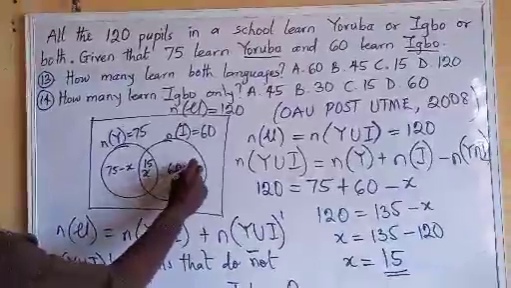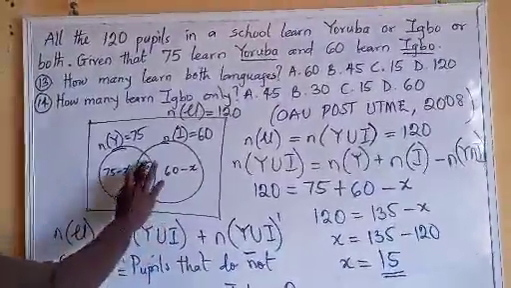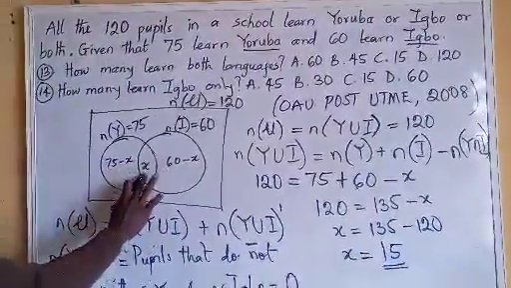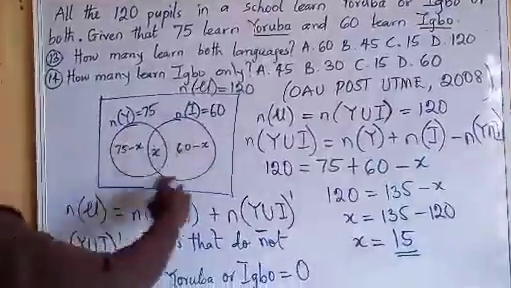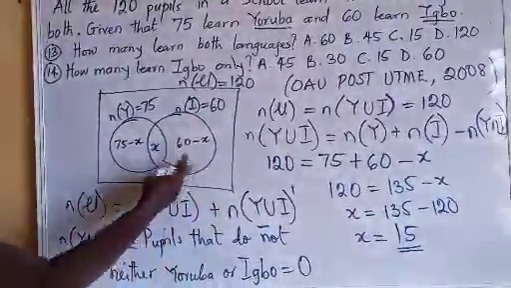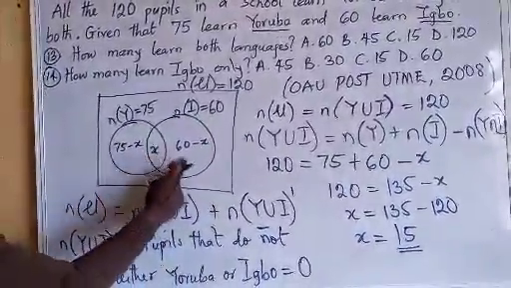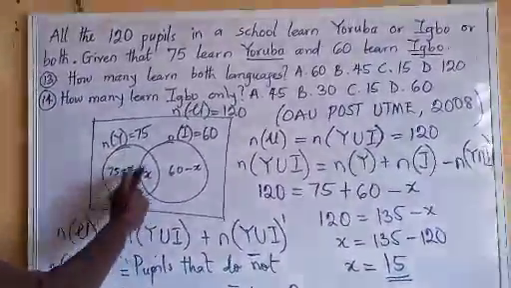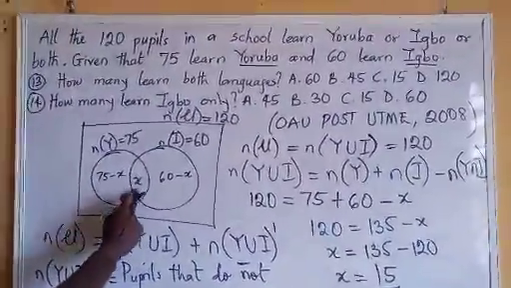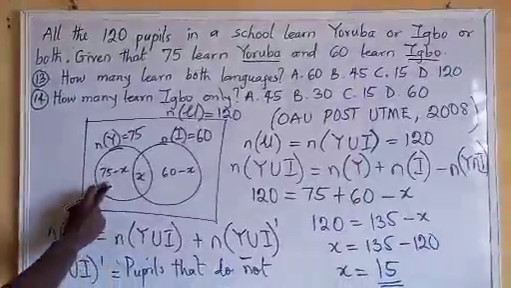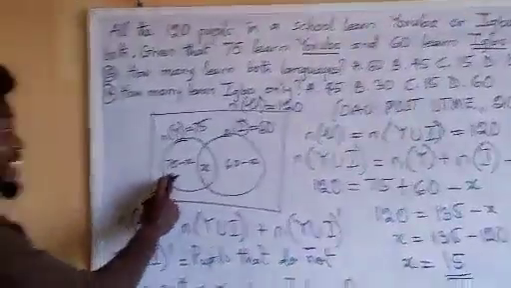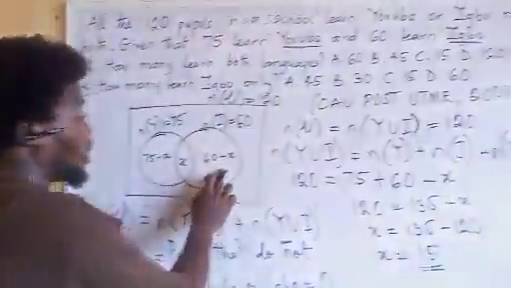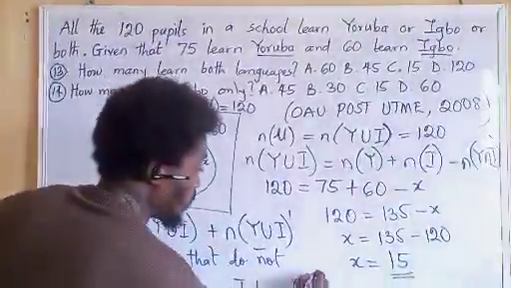60 minus x. So for Igbo only, if this place is x, then the total number of those that did Igbo is 60, so this place will be 60 minus x. If the total number of those that learn Yoruba is 75, and this place is x, this place will be 75 minus x. So for Igbo only, we have 60 minus x.